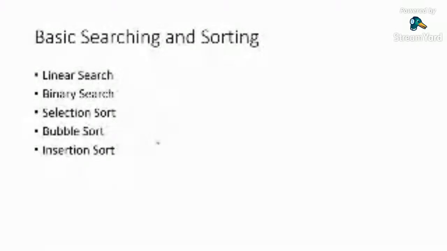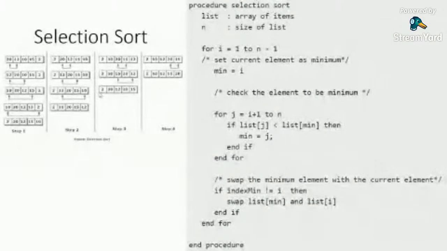Now just see these 3 basic sorting algorithms: selection sort, bubble sort, and insertion sort. First, we will see the selection sort algorithm. Selection sort is basically based on finding the smallest element and placing it at the first position. This is step 1. Then find the second smallest, place it at the second position. This is step 2. Find the third smallest, place it at the third position. This is step 3. Find the fourth smallest, place it at the fourth position. This is step 4. The last element will find its position automatically.